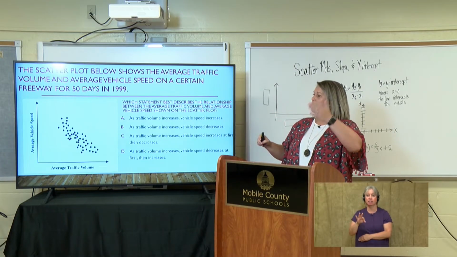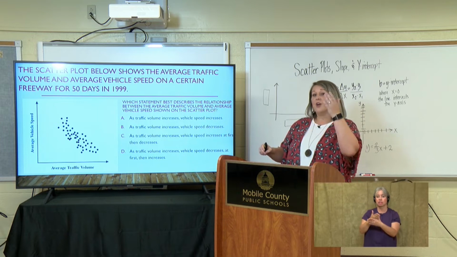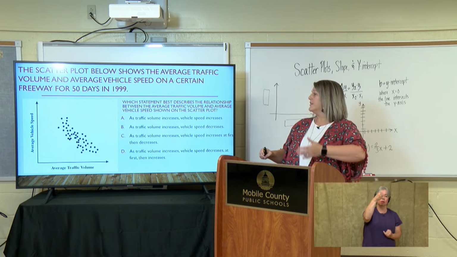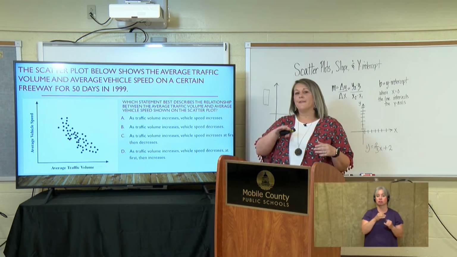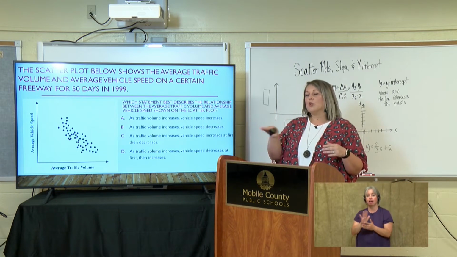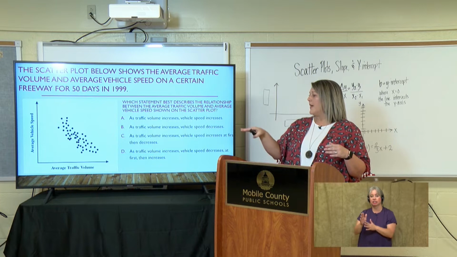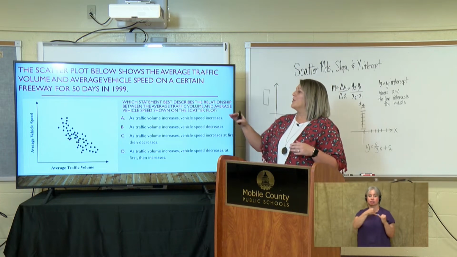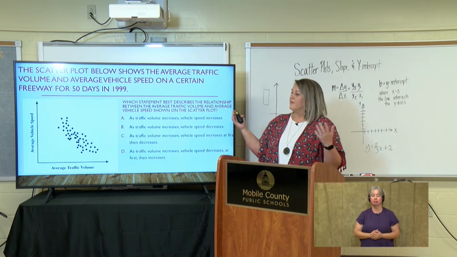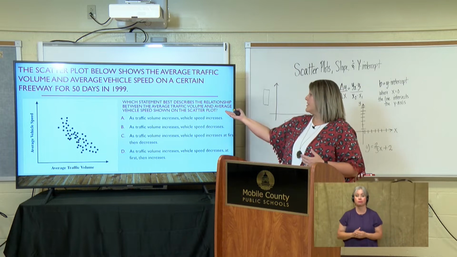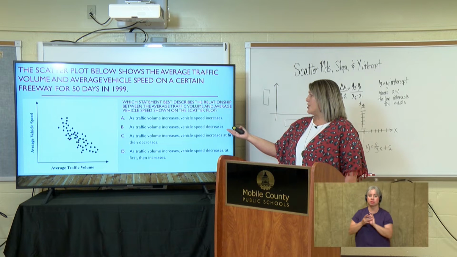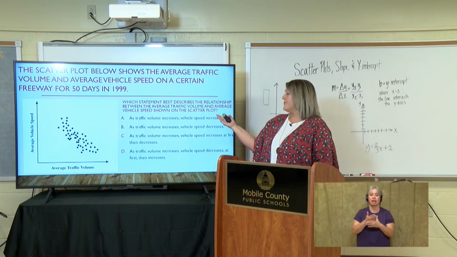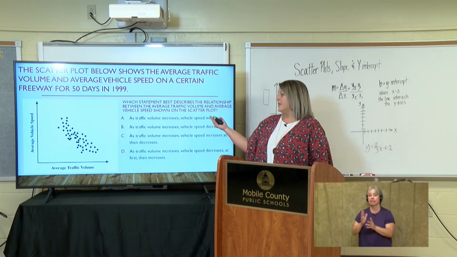We have our average vehicle speed on our y-axis, on our vertical axis. And then we have our average traffic volume, which is on our horizontal axis, which we call x, okay? So as we need to determine what this problem is, it's asking us which statement best describes the relationship between the average traffic volume and the average vehicle speed shown on the scatter plot.